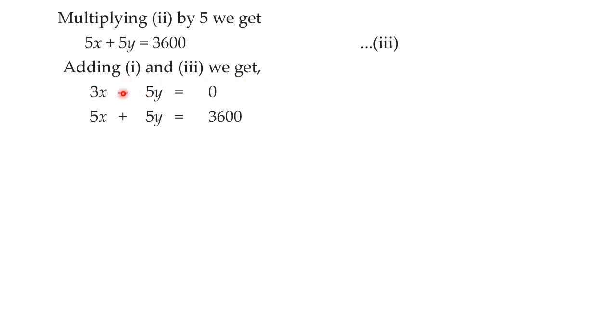This is equation number 1. This is equation number 3. Written one below another, the plus sign shows that we are adding. When we add, plus 5y and minus 5y get cancelled. Here 3x plus 5x, you are going to get 8x on the left hand side. And here 0 plus 3600 is 3600.